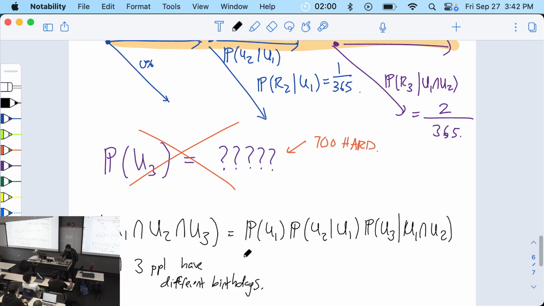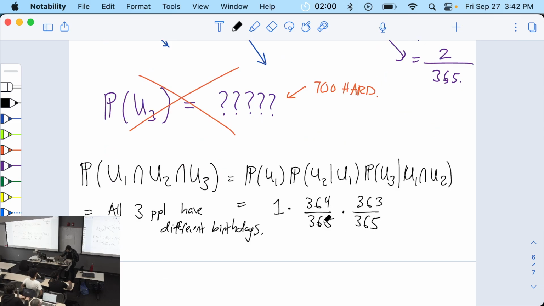Okay, and this is nice. We can do 1 times 364 out of 365 times 363 out of 365. And that's the answer. If you have 3 people, the probability they all have different birthdays is this product. It's very close to 1. This number is like 99%. You multiply them together, it's like 98%. But it's still very likely that 3 people in a room all have different birthdays. That's what we figured out.